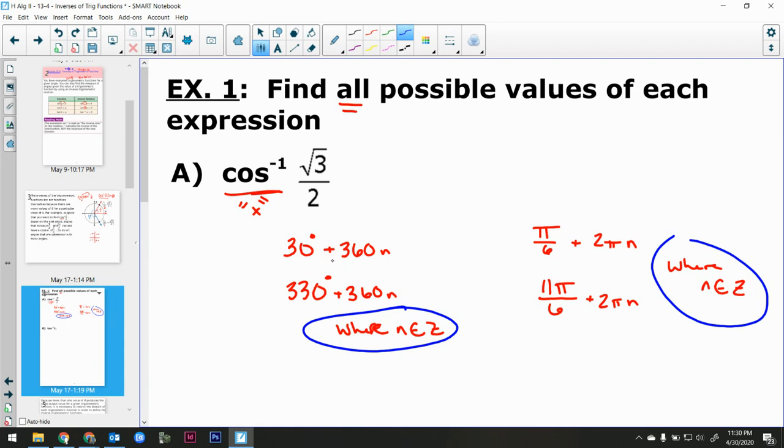Now, why am I not saying minus? Why can't I do like a plus or minus right there? Well, I don't really need to.